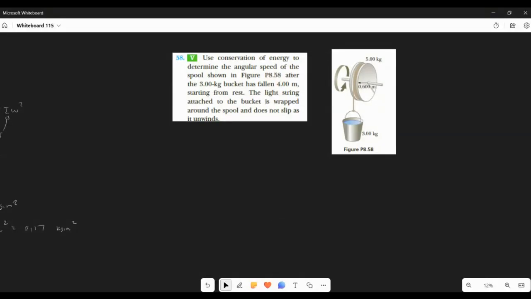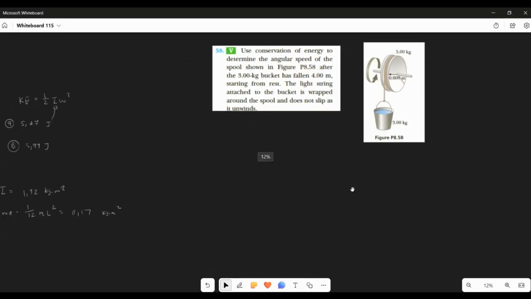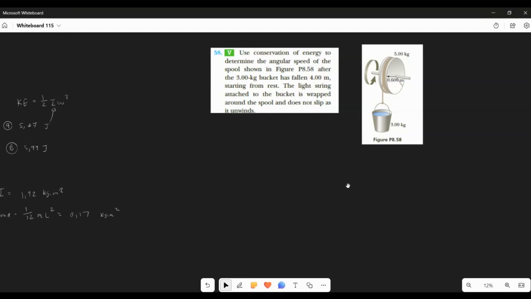Okay. So the question is, use the conservation of energy to determine the angular speed of the spool, shown in that figure, after a 3 kilogram bucket has fallen 4 meters starting from rest. The light string attached to the bucket does not slip as it unwinds. Essentially, there's no friction happening. Obviously, we tackle this problem traditionally by looking at the forces up and the forces down. But what I want you to think of now is this problem in terms of energy.